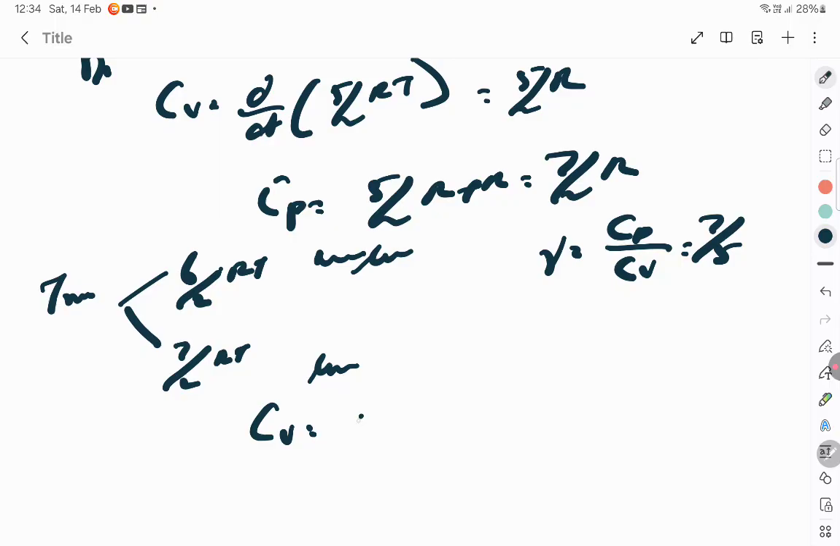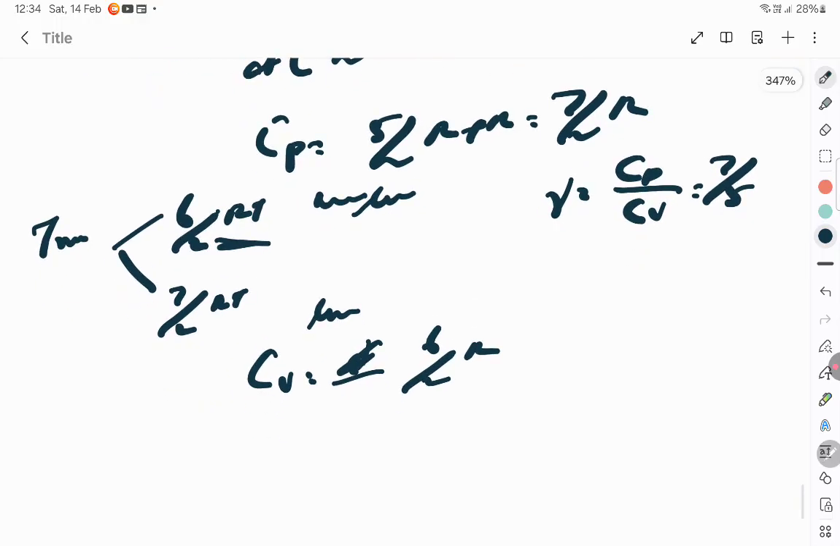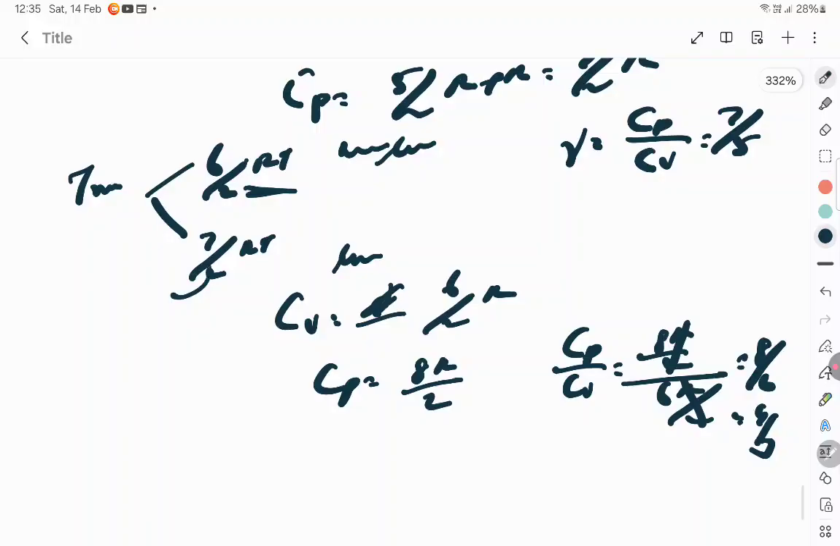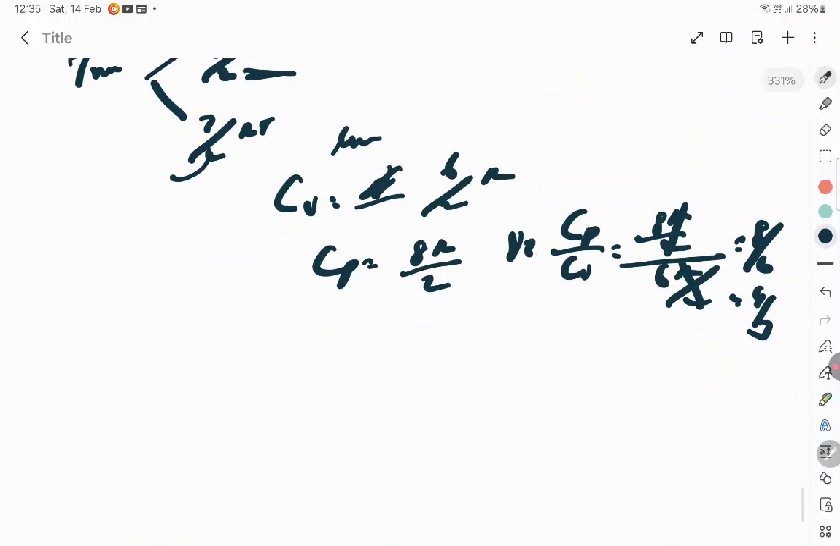So find specific heat, dU by dT, which will be 6 by 2 R. If you add an R, Cp will become 8 R by 2. So Cp by Cv is equal to 8 R by 2 over 6 R by 2, so 8 by 6, which is 4 by 3. Next for this one it's 7. Like this you can find the gamma for monatomic, diatomic and all that. Are you clear? So can I go to the next one?